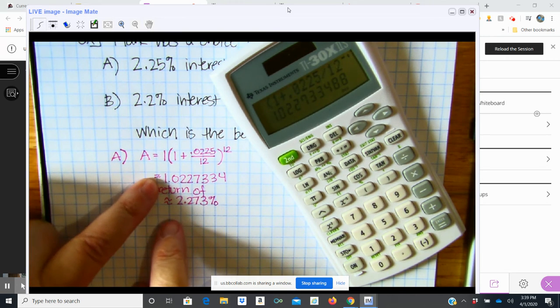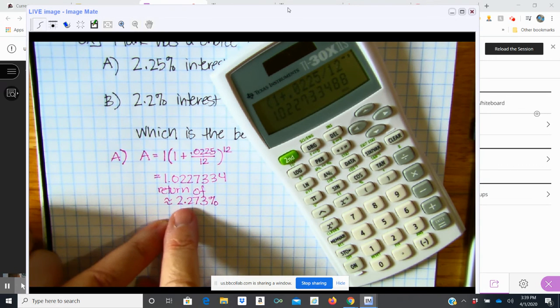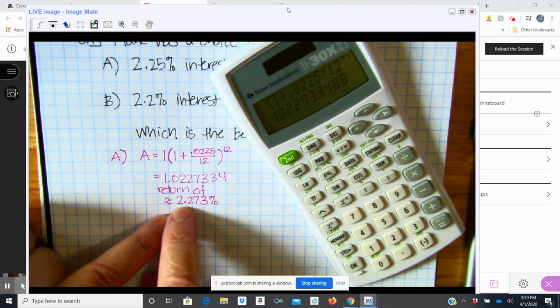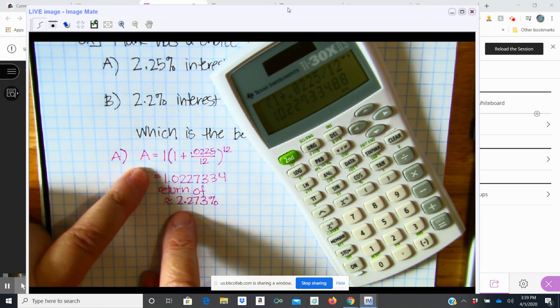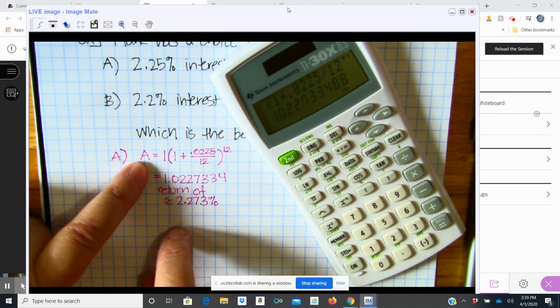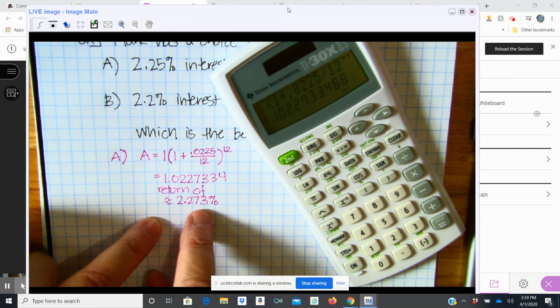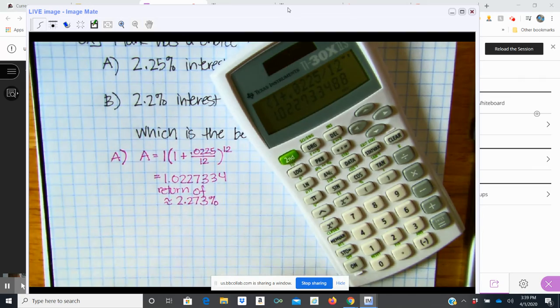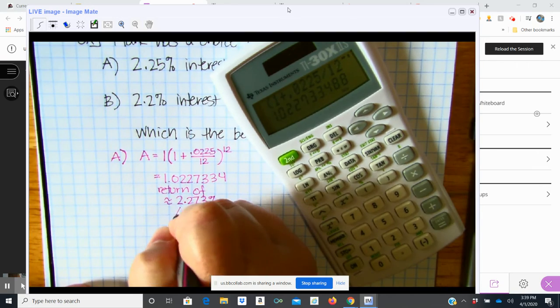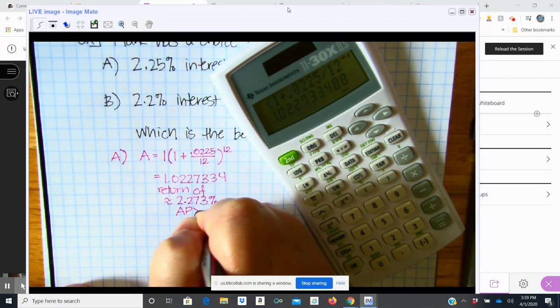For every $1 I put into this account, I get a little bit more than 2.25 cents extra. Do you understand this idea of the return? Yay or nay, guys? Okay. This is also known as your APY, or your annual percent yield.